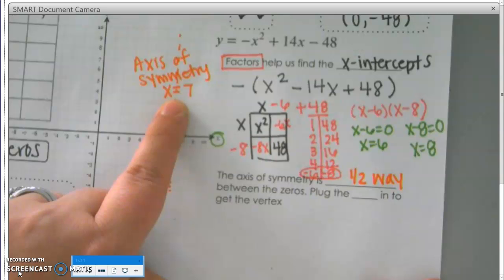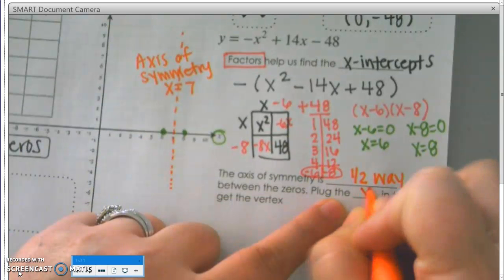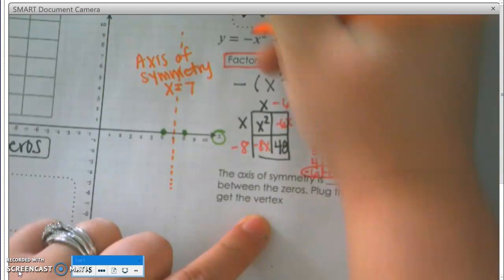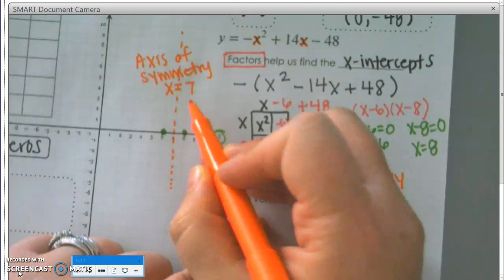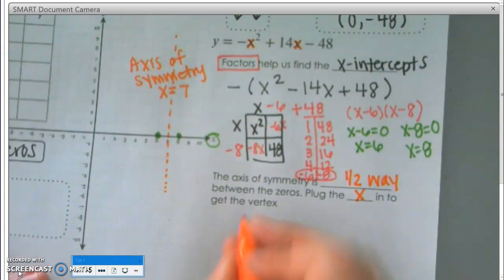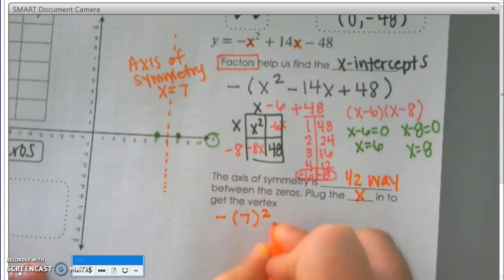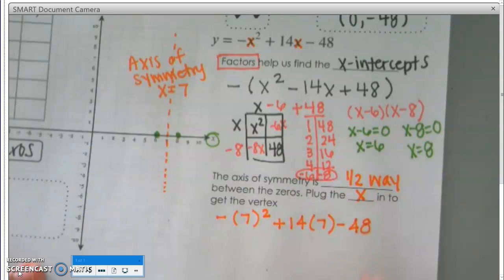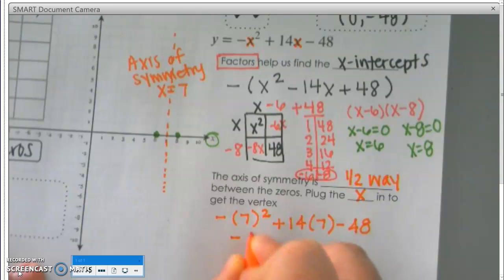My vertex needs to be a point. So I need an x and I need a y to put somewhere on here. So I'm going to plug the x in order to get the vertex. So here was my equation. Wherever I see x, I'm going to plug in 7 because 7 was my halfway in between. So that's where my vertex is. So that's going to look like negative 7 squared plus 14 times 7 minus 48. So 7 squared is 49. A negative makes it negative 49.